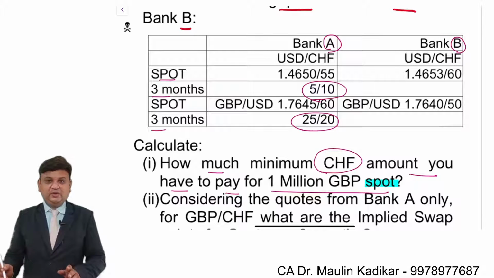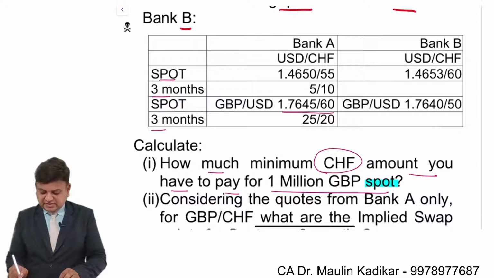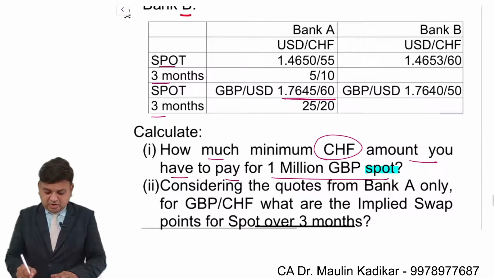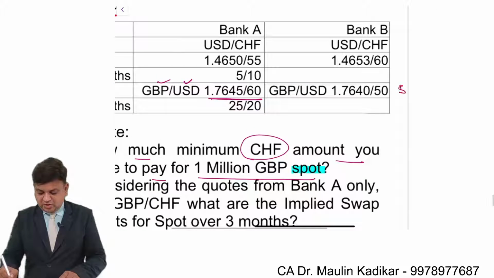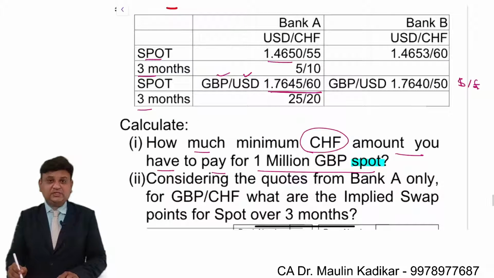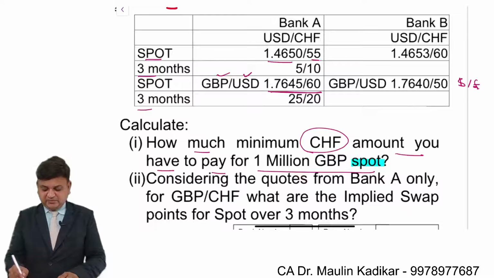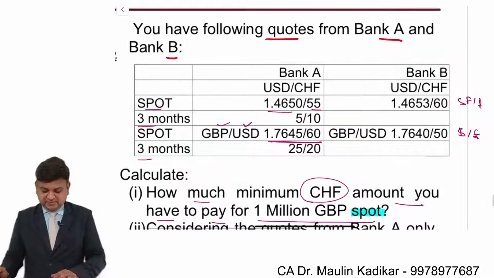Friends, over here we are required to understand the exchange rate given as 1.7645 slash 1.7660, like dollar per pound. The exchange rate is provided to us as dollar per pound. Similarly over here, 1.4650 slash 1.4655, again we have been provided with the Swiss franc per dollar. That is the way the exchange rates have been provided to us.